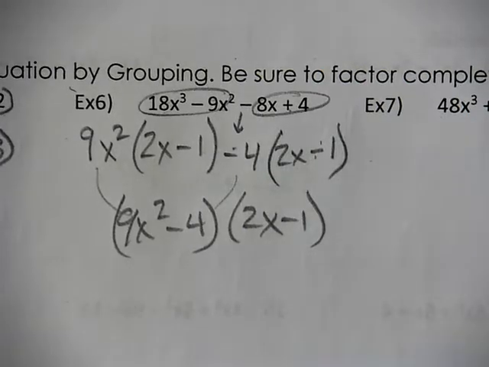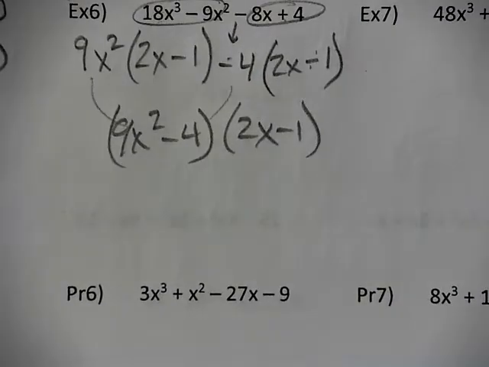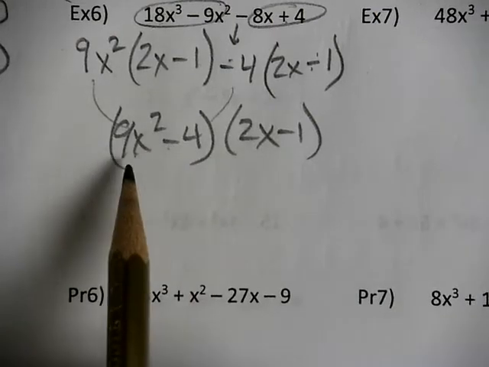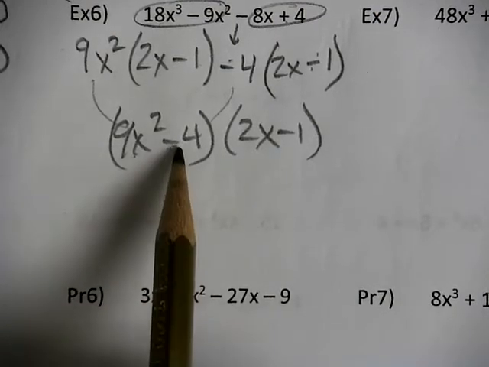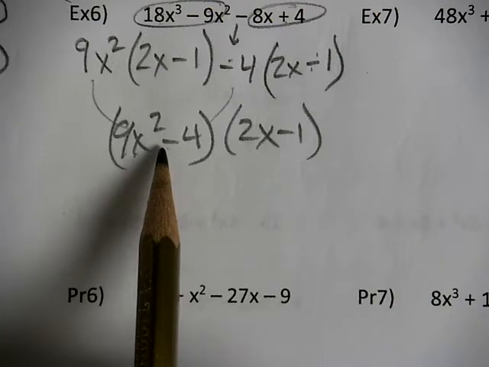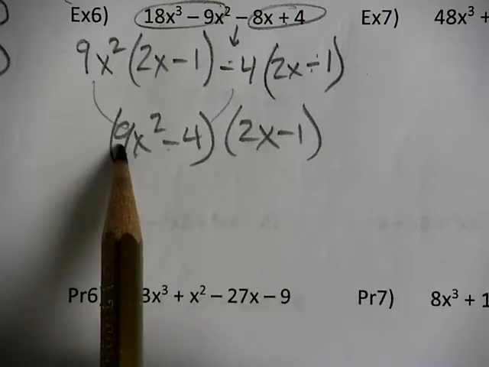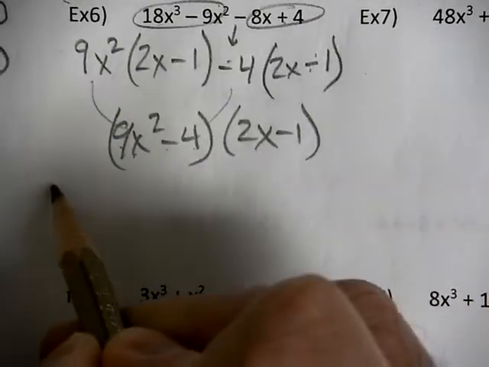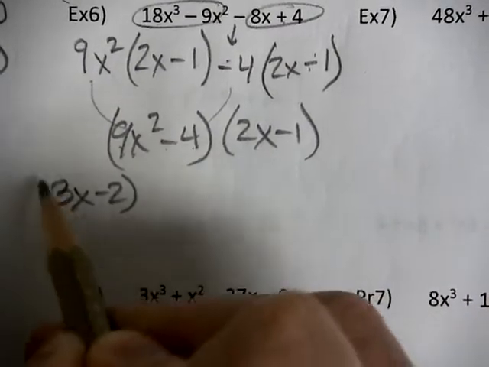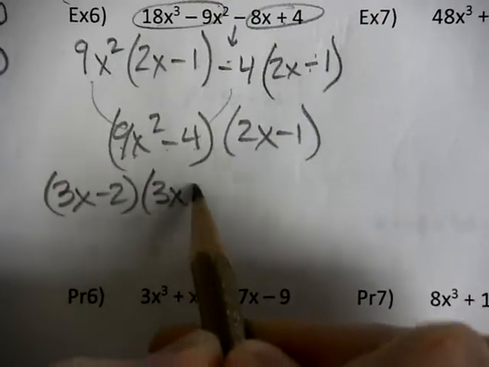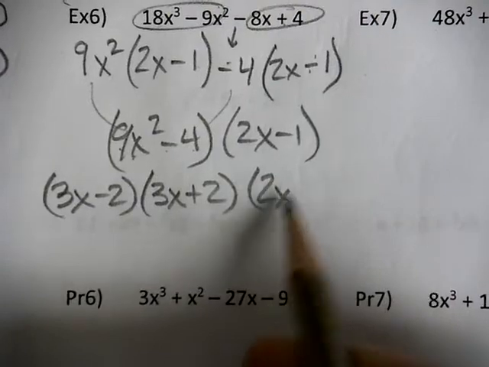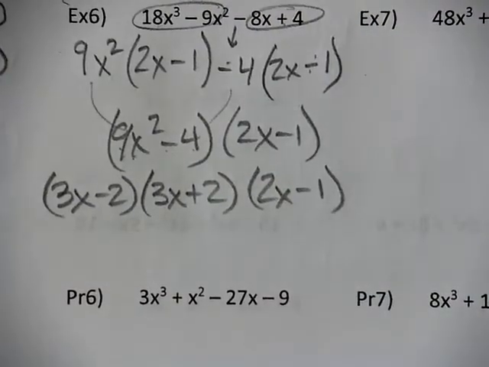Now I look at this one and I don't get full credit for that. This is the difference of two squares. This is the assignment we did the other day. Can you take the square root of the first term? Can you take the square root of the second term? Yes and yes. So we have 3x minus 2 and 3x plus 2. And you also have your 2x minus 1.